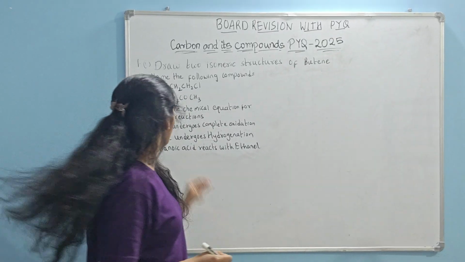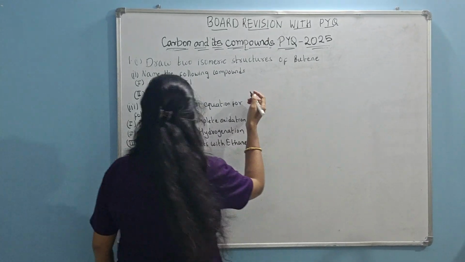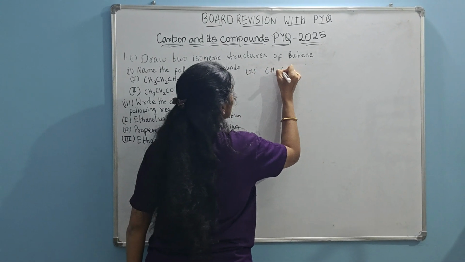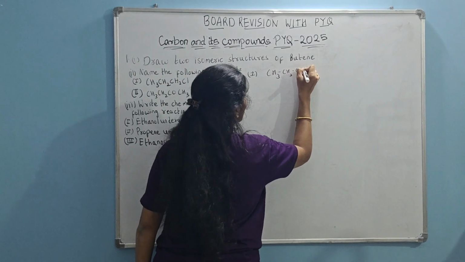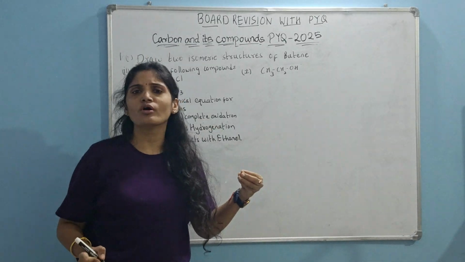Now let's solve it. What is the first chemical equation he is asking? Ethanol undergoes complete oxidation. Okay, what is the formula of ethanol? CH3CH2OH. Now he is asking us to do the complete oxidation of ethanol.